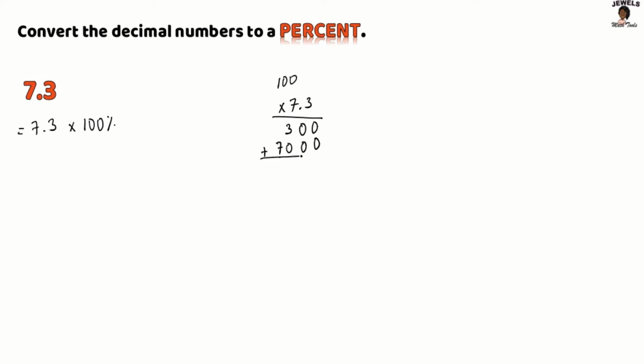So let's sum our numbers together. 0 plus 0 will be 0. 3 plus 0 will equal 3. And we're going to bring down our 7.